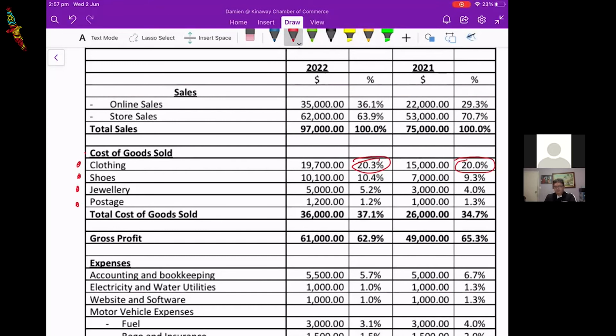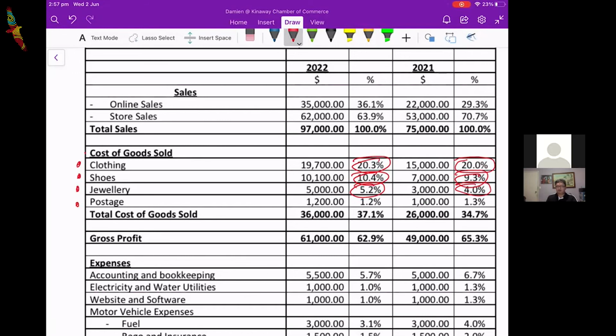So let's continue. Let's have a look at shoes. Shoes have gone from 9.3% to 10.4%. Again, against total sales, they've increased more as a cost from 2021 to 2022 for shoes, from 9.3% to 10.4%. So again, it's costing a bit more than it was last year in comparison. Let's have a look at jewelry. That's gone from 4% to 5.2%. That's pretty significant to go from 4% to 5.2%.